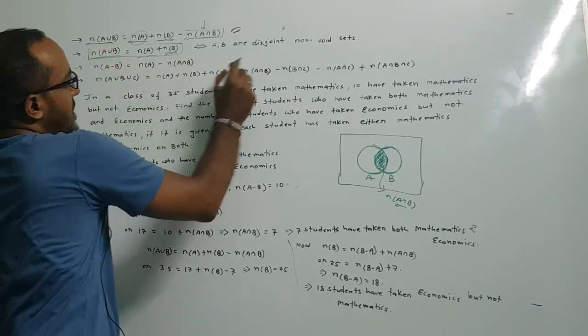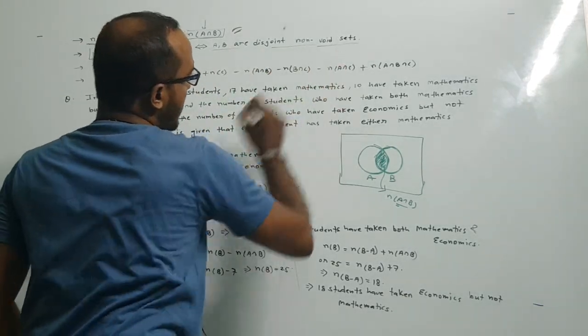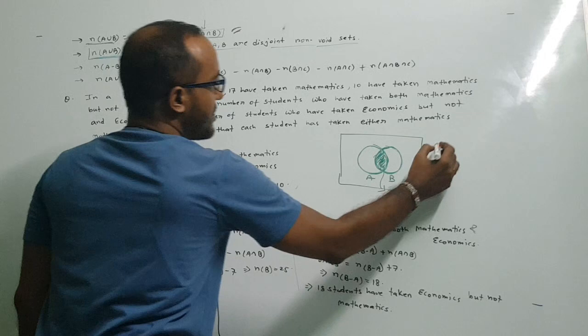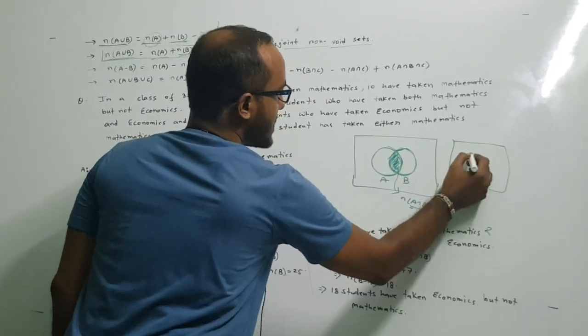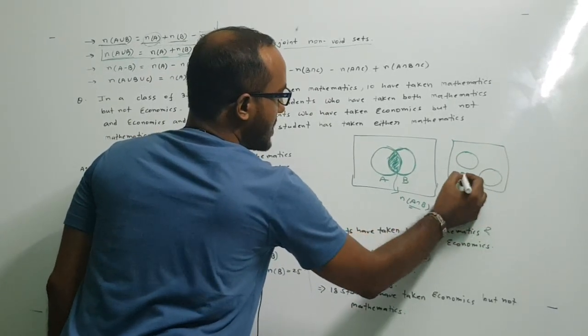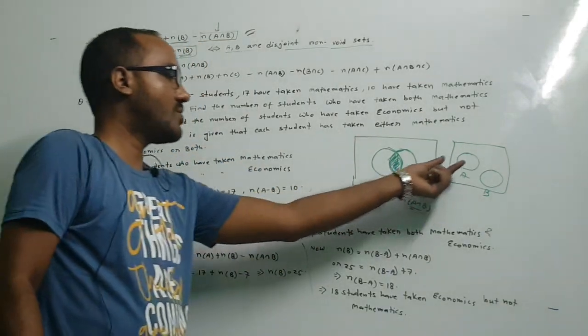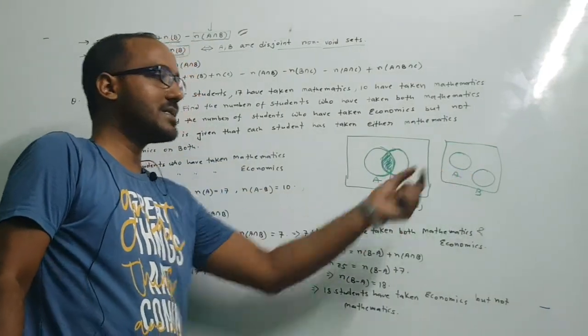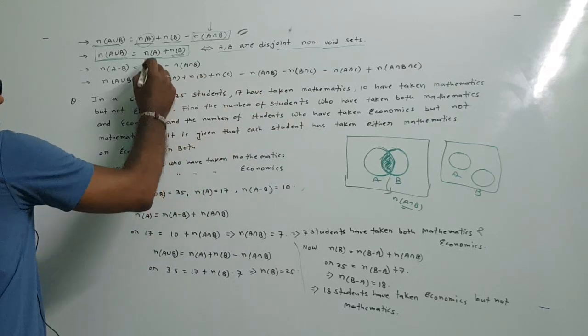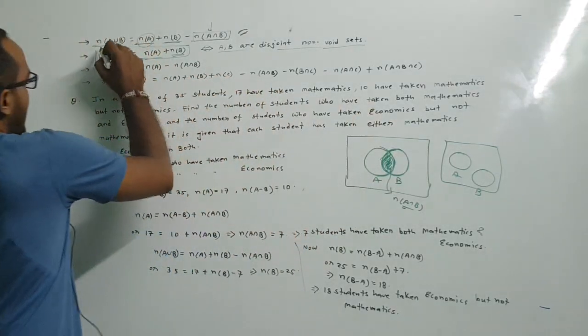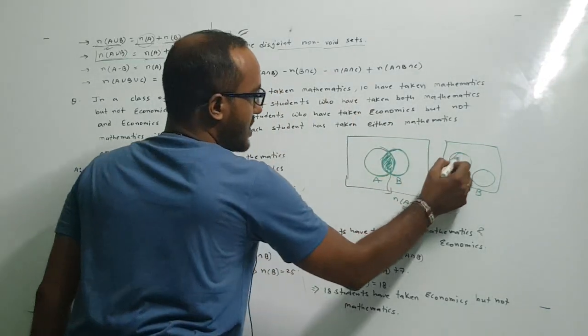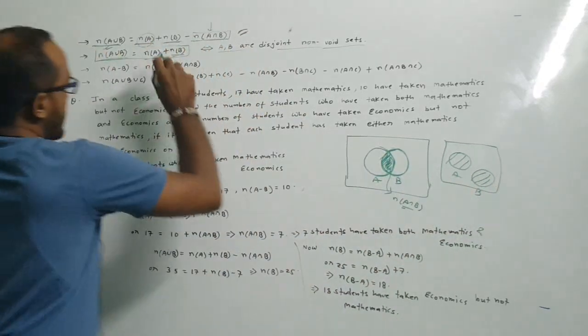This will happen when A and B are disjoint non-void sets. See, if A and B are disjoint sets, this is A, this is B, right? So in this portion we don't have any n of A intersection B part. So in this part, if you want to denote n of A union B, that means n of A plus n of B, that's all.